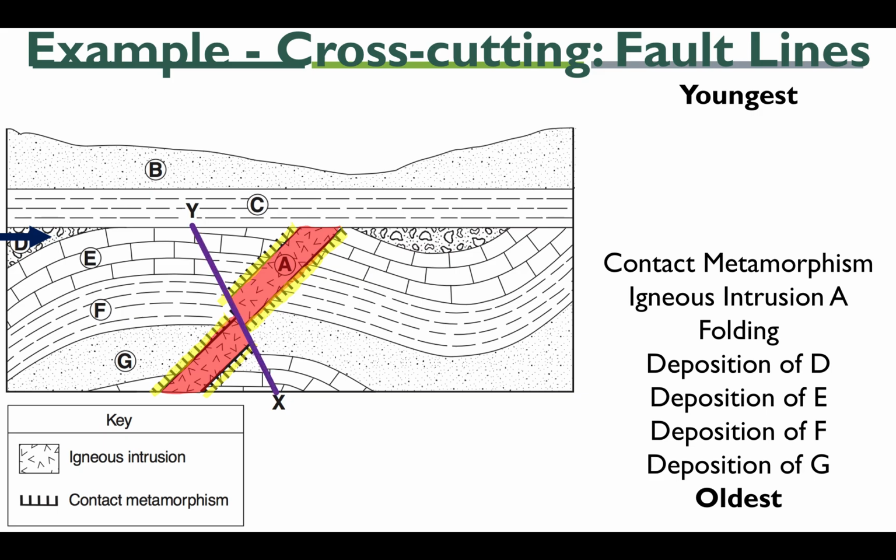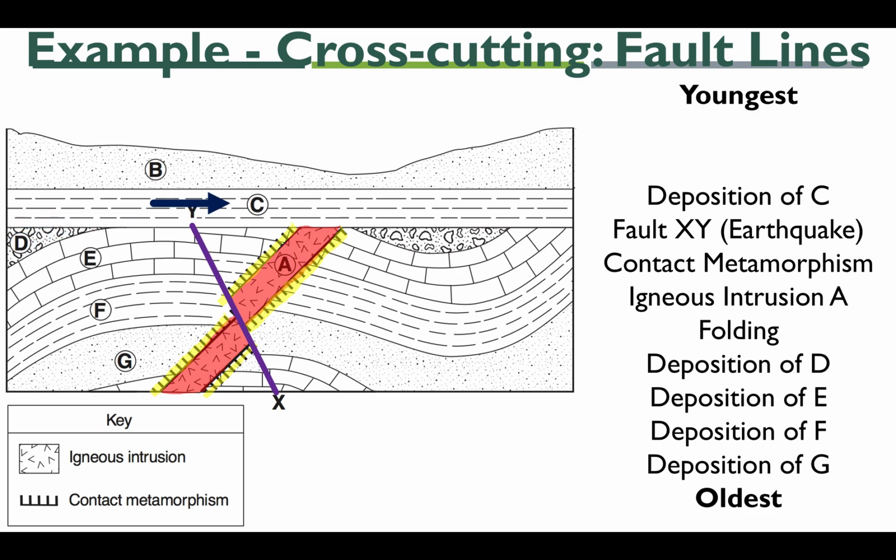Now we can take a look at the earthquake. The earthquake not only disrupted layers D, F, E, and G, but it also impacted igneous intrusion A. That was disrupted from the earthquake. So now, after that, we have the deposition of rock unit C, followed by the deposition of rock unit B. The youngest is generally on the top, which is true in this case.